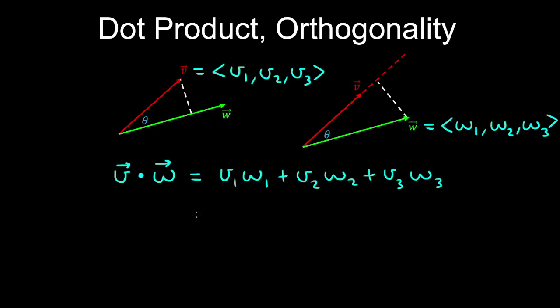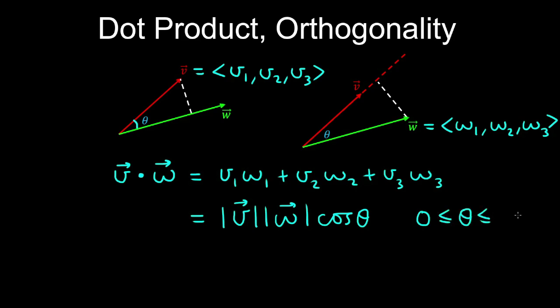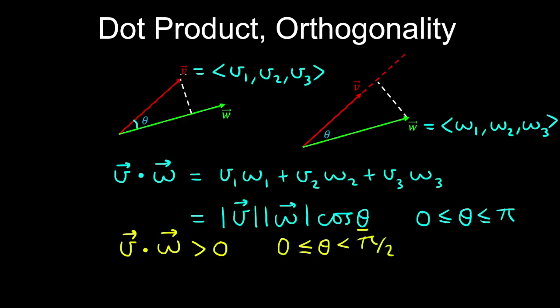Now the dot product is also defined as the product of the magnitudes of both vectors by the cosine of the angle between them, where the angle between the vectors is between 0 and pi radians, or 180 degrees. So in other words, if the dot product is larger than 0, then theta is between 0 and 90 degrees. So that means the two vectors point in the same direction.